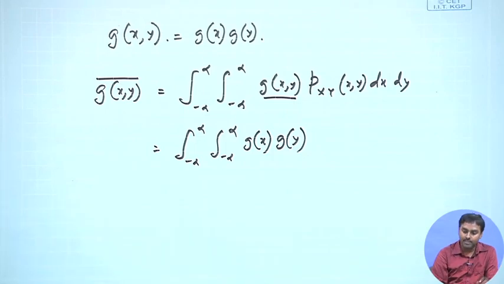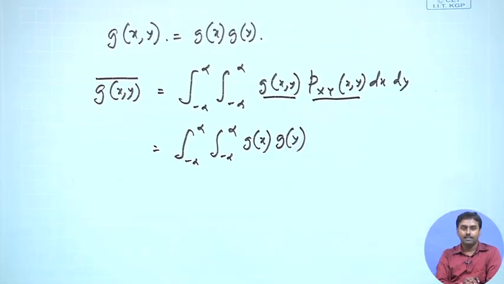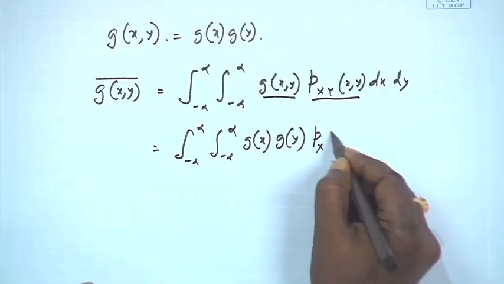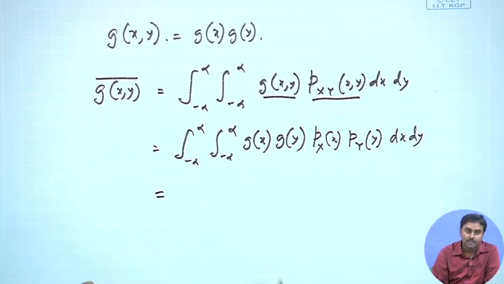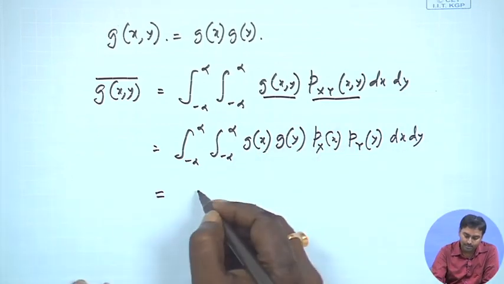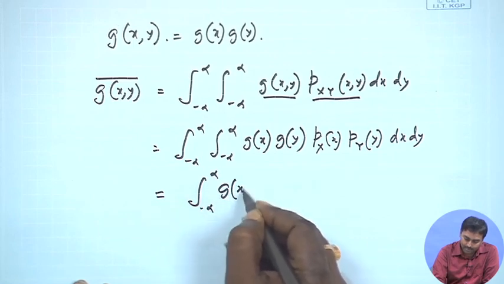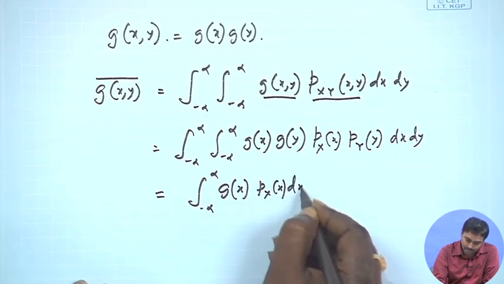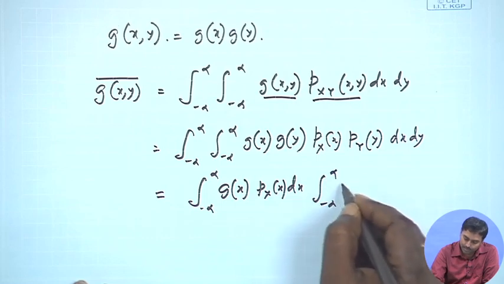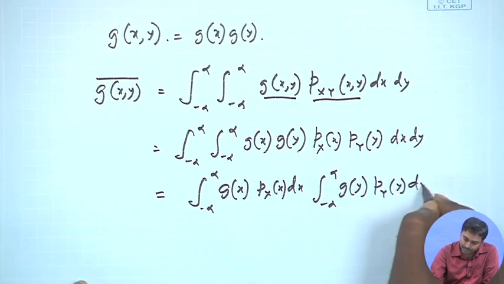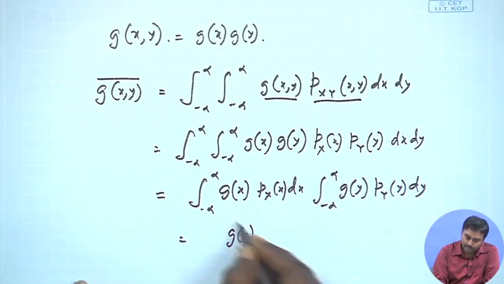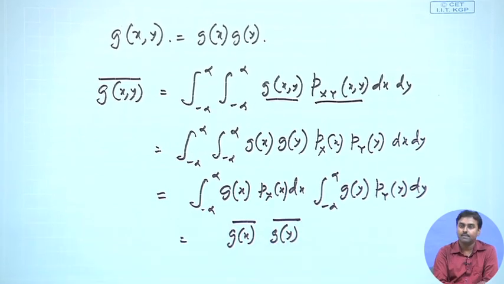right. Now, the question is, if this can be separated, what is the condition where we will be able to separate these two? If x and y are independent, then I have already proven that this can be written as p_x(x) and p_y(y). Now, the integration can be separated out. So, I can write this as the integral from minus infinity to plus infinity of g(x) p_x(x) dx, and the integral of g(y) p_y(y) dy. So, this is nothing but the mean of g(x) times the mean of g(y).